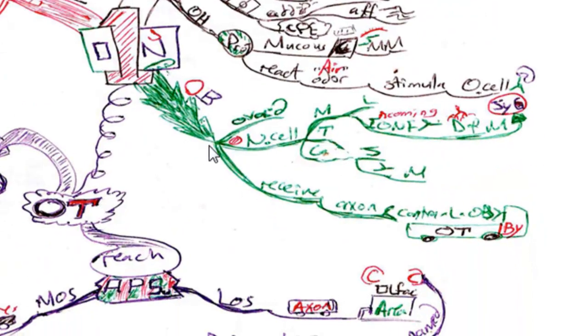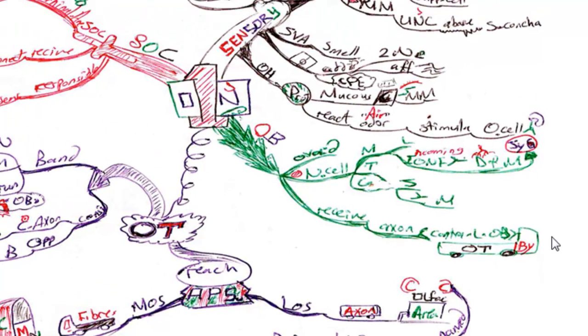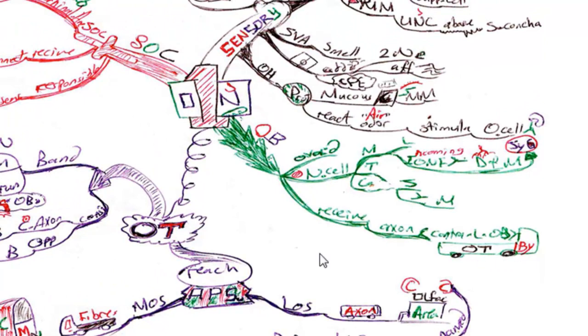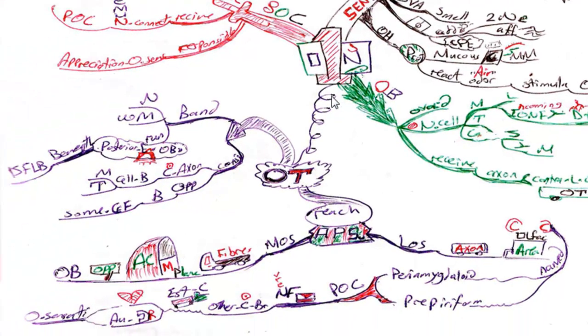It is ovoid in shape and has several nerve cells. The mitral cell is large. It makes dendritic synapses with the incoming olfactory nerve to form round synaptic glomeruli. Then we talk about the other types, tufted and granular cells, which make small synapses with the mitral cells. The olfactory bulb also receives axons from the contralateral olfactory bulb by the olfactory tract. Now we must look at the olfactory tract.